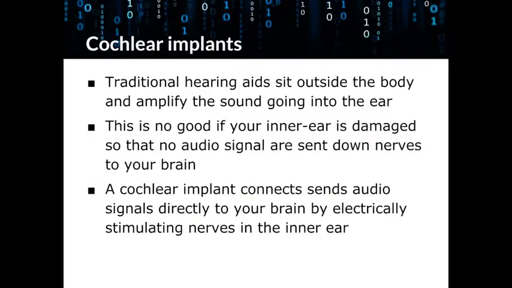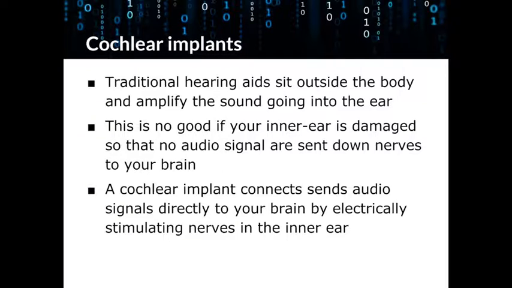So traditional hearing aids sit outside the body and they have a microphone and a little amplifier unit, and they amplify the sound that's going into the ear. So basically they're a bit like a digital ear trumpet. They just make things louder. Which is great if you can't hear well, but if you can't hear at all because you've got damaged nerves in your inner ear, then it doesn't really matter how loud the sound going in is. It's not going to make the connections internally, so no sound is going to be sent to your brain through your auditory nerves.